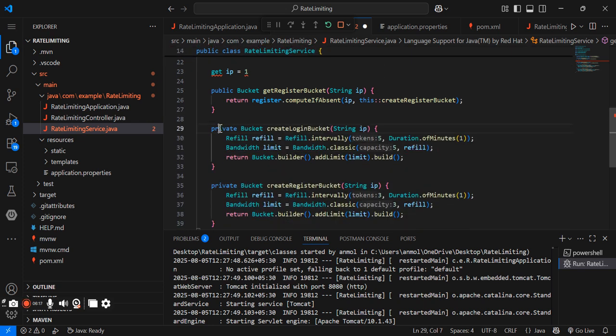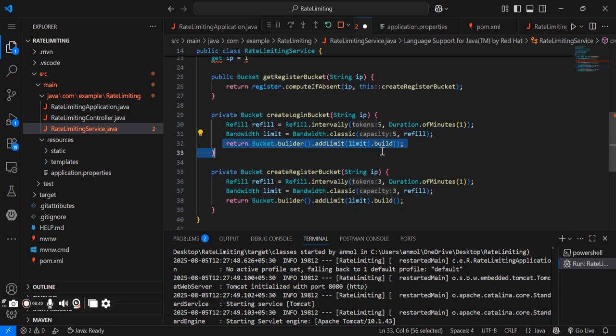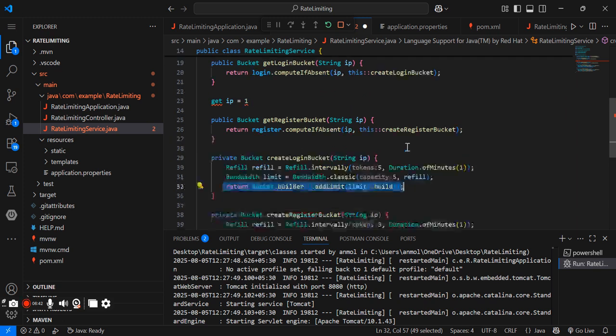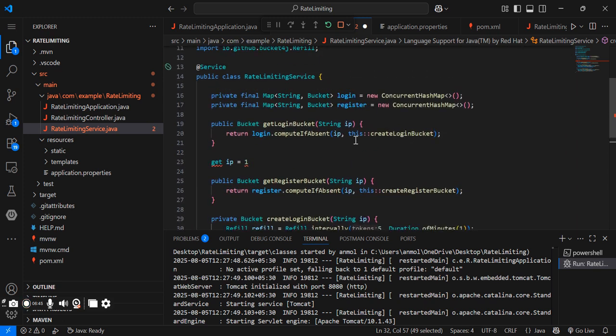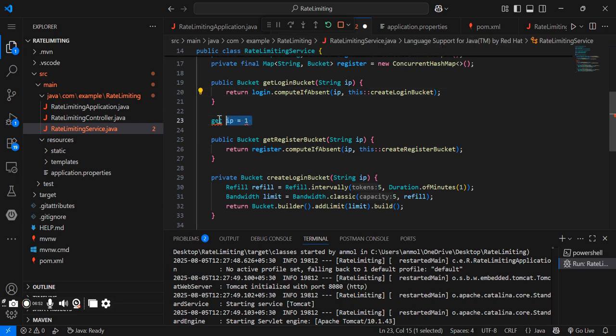Here is the create login bucket. Here we refill with an interval of 5 tokens, duration of 1 minute, meaning in 1 minute we can make 5 requests. After that, refill with a capacity of 5. After every second we increase by 1. Then return the builder, meaning return the bucket. If the bucket was not present for that IP address, create a new bucket and return it from that method.